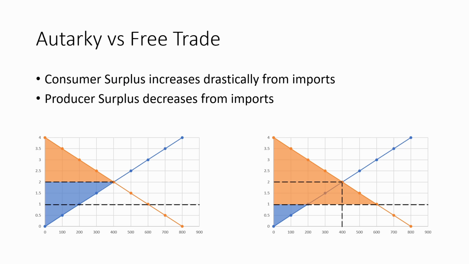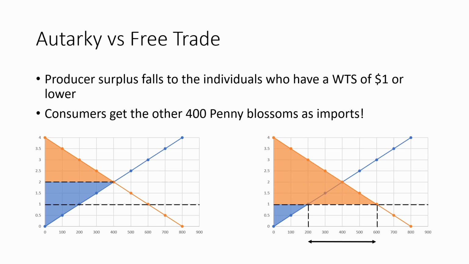This increase in total surplus is led entirely by the increase in consumer surplus. And the increase in consumer surplus is so large that it outweighs the decrease in producer surplus. Producer surplus is going to fall to the individuals who have willingness to sell of $1 or less, while consumer surplus is gained by anyone who's willing to pay $1 or more. So all these new people enter the market purchasing penny blossoms, and these producers leave the market from 400 down to 200. But consumers are going to gain all of these 400 penny blossoms as imports. They're going to be imported from other countries.